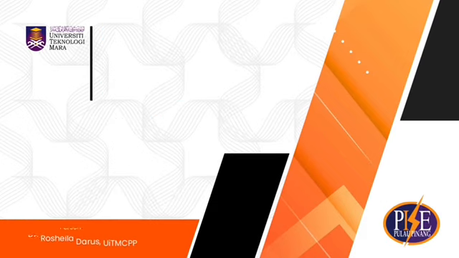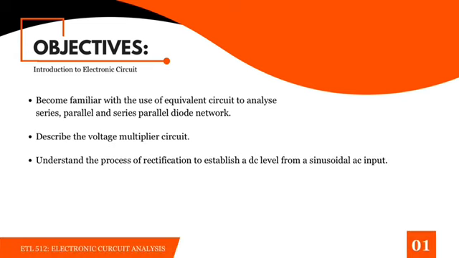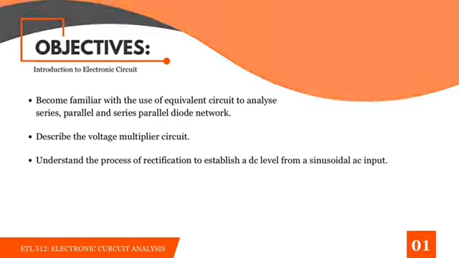In this chapter, students will become familiar with using equivalent circuits to analyze diode networks arranged in series, parallel, and series-parallel configurations. They will also learn to describe the operation of voltage multiplier circuits, which are essential for increasing voltage levels in power supply systems. Additionally, students will understand the process of rectification, which involves converting a sinusoidal AC input into a DC voltage level, a fundamental concept in power electronics.